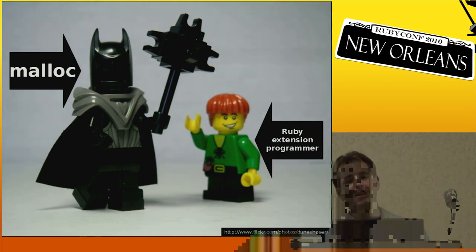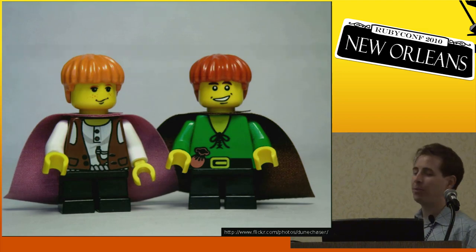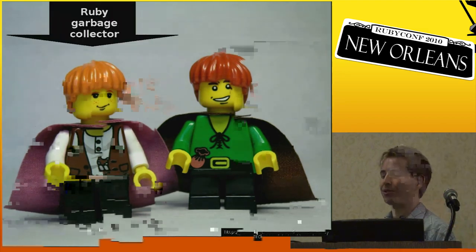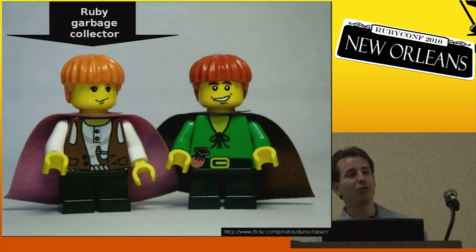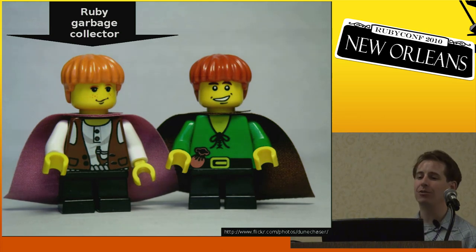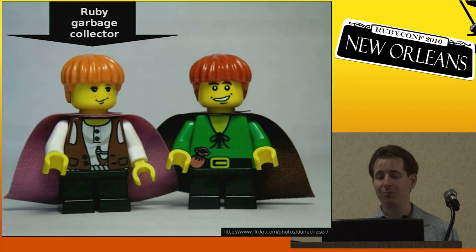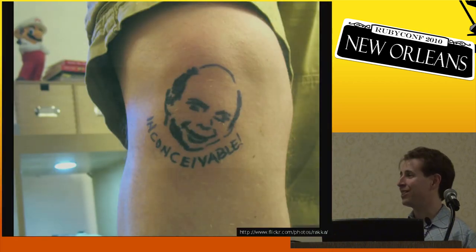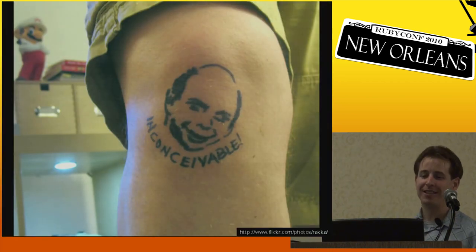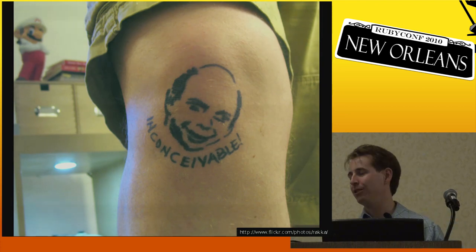And how do you fight such an enemy? Well, you replace your enemy malloc by your good friend, the Ruby garbage collector. If you let the Ruby garbage collector do all of your work, you never call malloc or another C function that calls malloc, so your C extension cannot leak memory. Other C extension writers may think this is inconceivable. But Mario knows that you can do this.